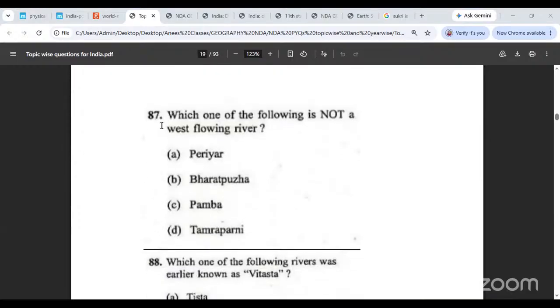Which one of the following is not a west flowing river? Periyar, Bharathapuzha, how do you pronounce this? How do you pronounce the second name? It has that Malayalam pronunciation, and I'm not really sure of how you do that. You can't see it? Okay. Pamba and Tamraparani.